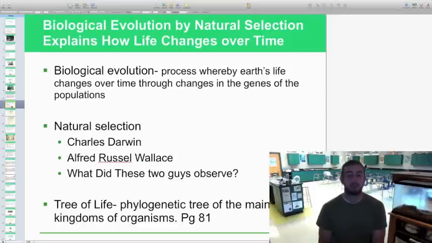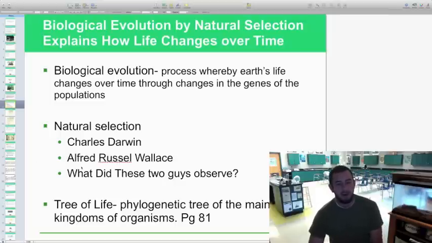Again, what did these two guys observe? Lots of different things. I'd like for you to read over the second section of 4.2 and take a look at what the contributions are of Charles Darwin. Obviously, he came up with survival of the fittest, but many other natural selection laws or theories that he came up with, as well as Alfred Wallace.